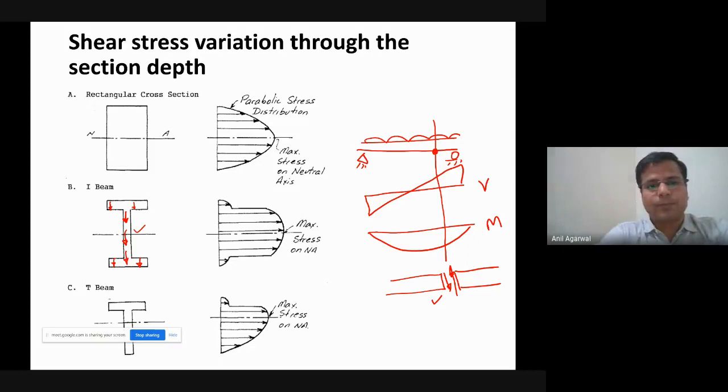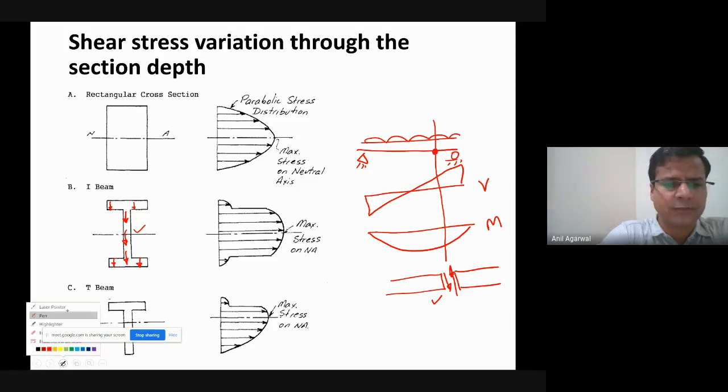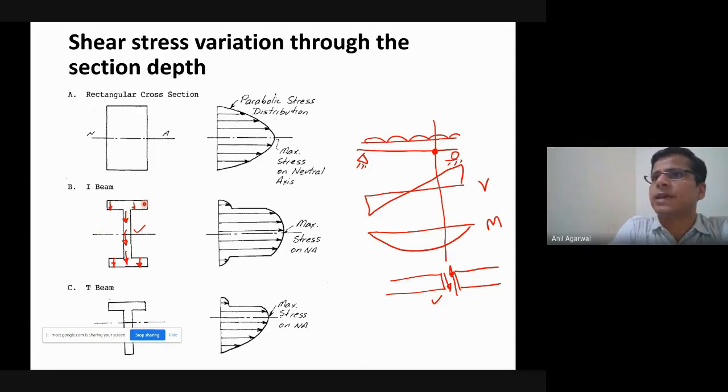Correct. Now, you see that the web was carrying, either the web or the flange, both. So the flange is also carrying some shear stresses, and also it was carrying some axial stresses. Axial stresses were coming from the bending moment, and the shear stresses are coming from the shear force.